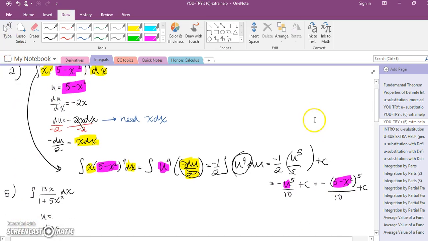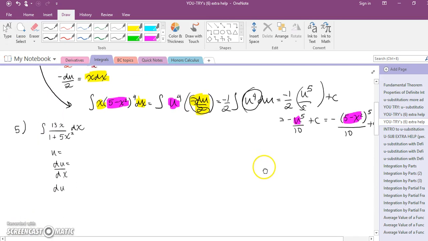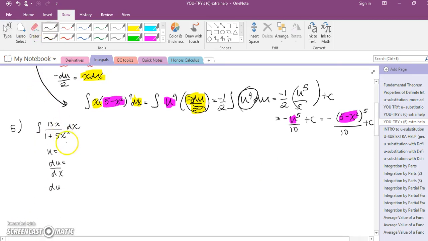Okay, let's get going on this one here. So I'm going to go ahead and let u be the thing with the higher power. So it looks like u should be that. And then the du parts, well, the derivative of this is 0 plus 10x. So let's go ahead and write that down. 10x. Now, I don't have 10x here. I have 13x dx. So we're going to need to do a little bit of manipulation here.